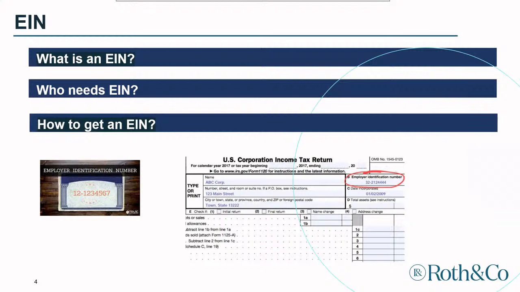So the fastest way to get it is online. The EIN is the permanent federal identification number for your business. So it's really very important that you get that number.